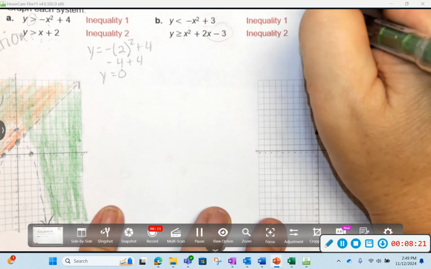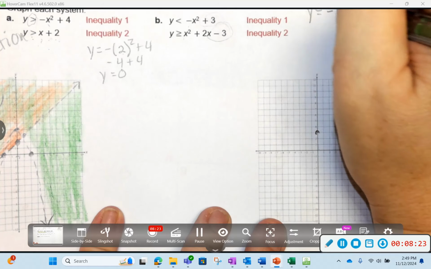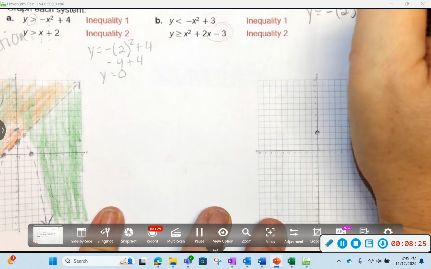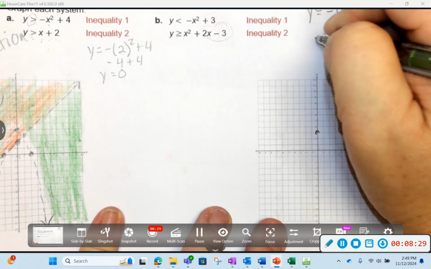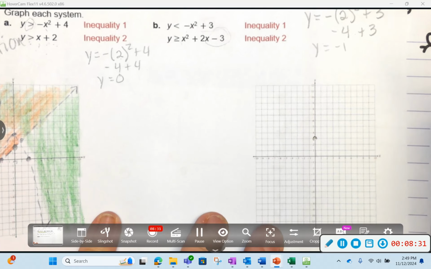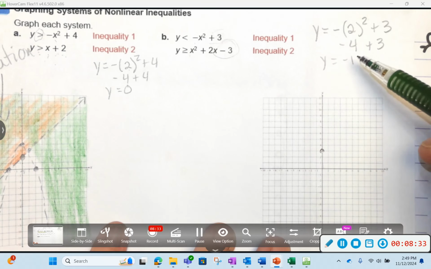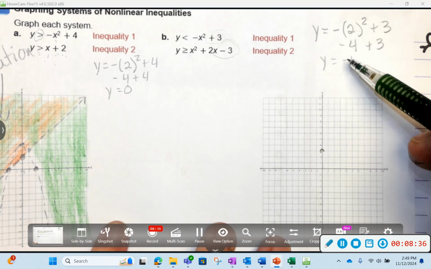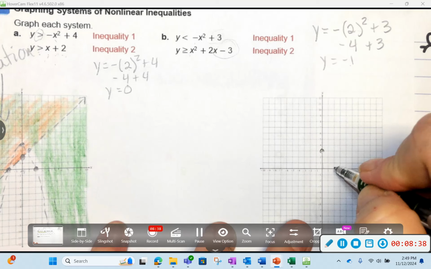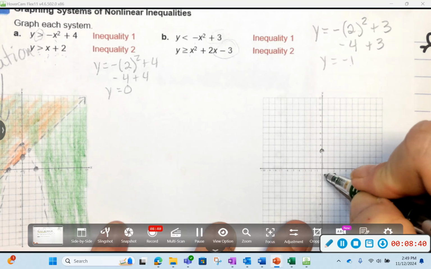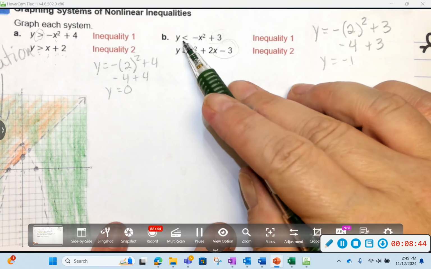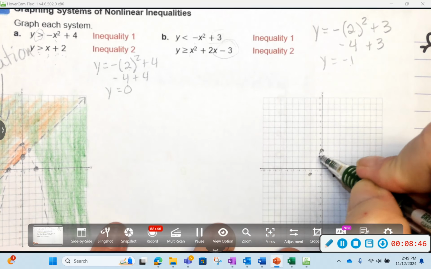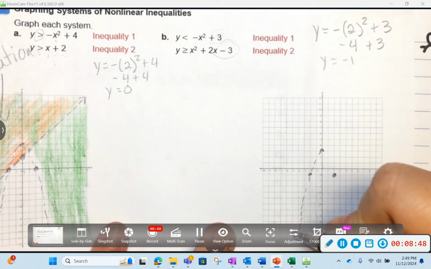All right, let's find out with 2. So what does y equal when I substitute in 2 for x? So 2 squared gives me 4, so I have -4 plus 3, so y is equal to -1. Oh, sorry, I didn't realize I was off the screen there. So when I substitute in 2, I get -1. So 2, -1. So axis of symmetry tells us there's another one right there. Now, this one I have a dashed line, so I'm going to draw my lines.